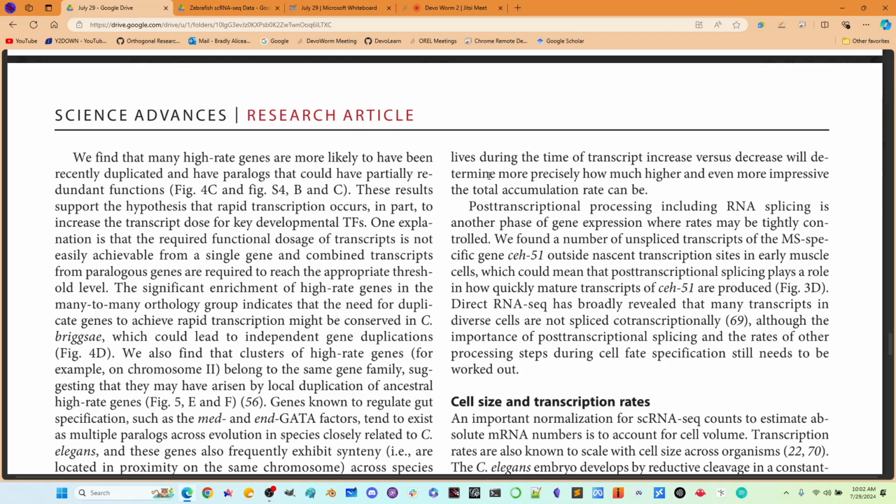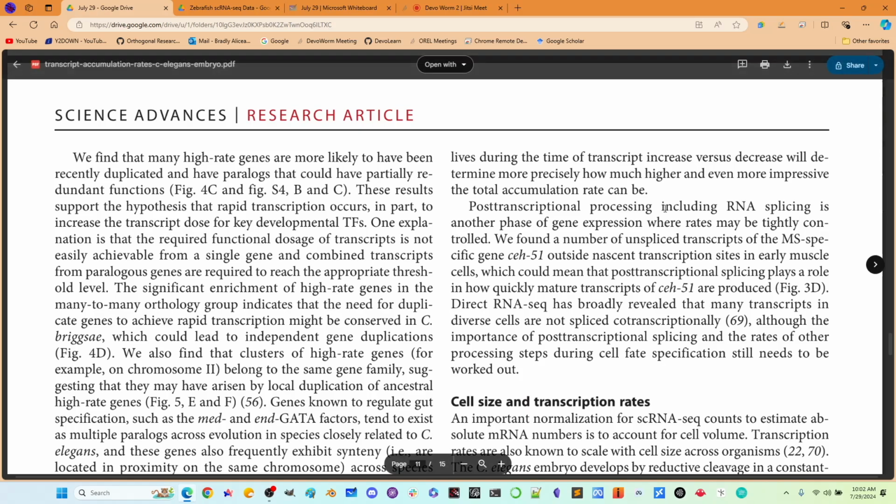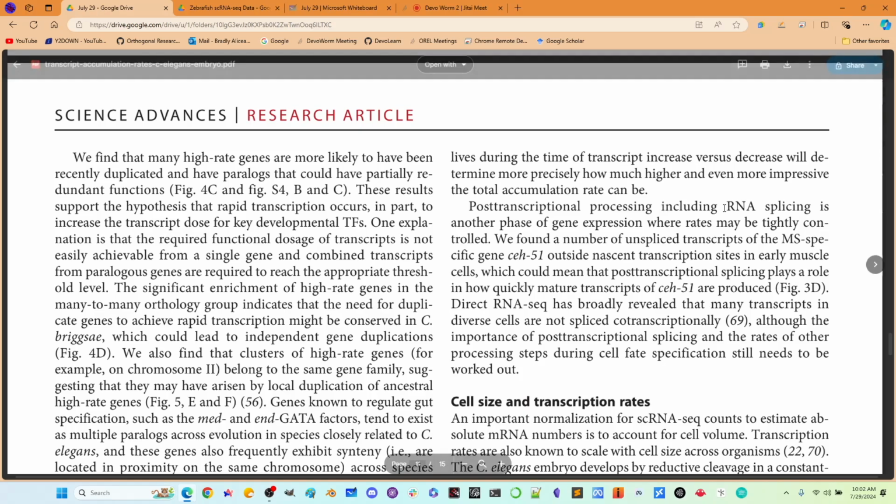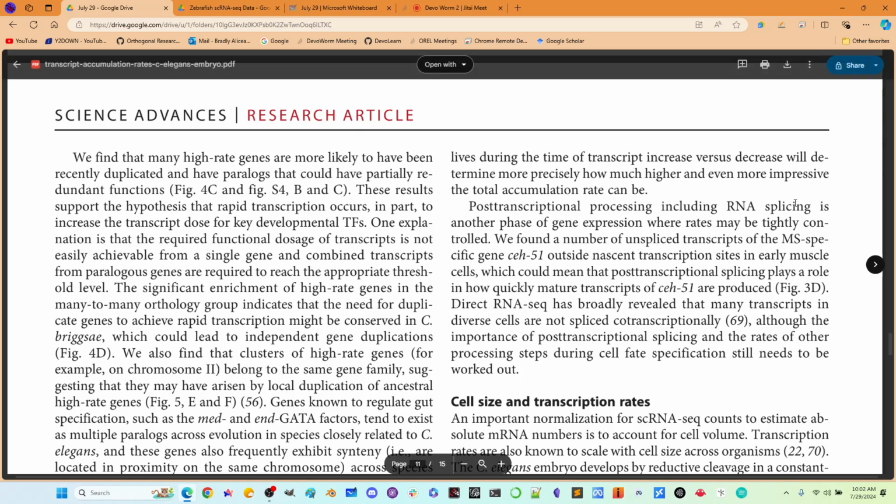But in any case, they get into post-transcriptional processing as well. And of course, this includes things like RNA splicing and other types of modifications. And this is another phase of gene expression where rates may be tightly controlled. "We found a number of unspliced transcripts of the MS-specific gene CEH-51 outside nascent transcription sites in early muscle cells, which could mean that post-transcriptional splicing plays a role in how quickly mature transcripts of CEH-51 are produced." I think this whole passage is really interesting.